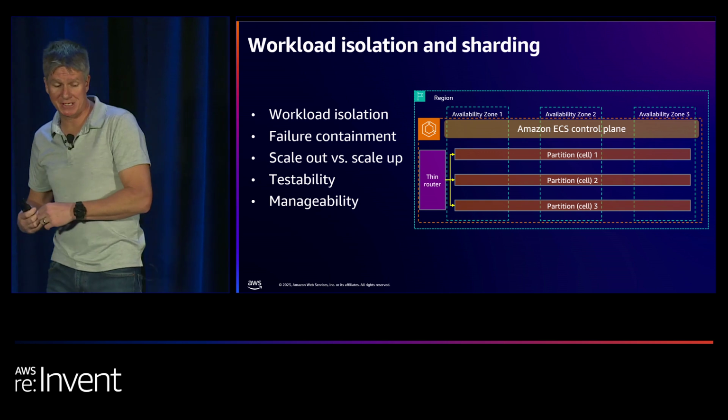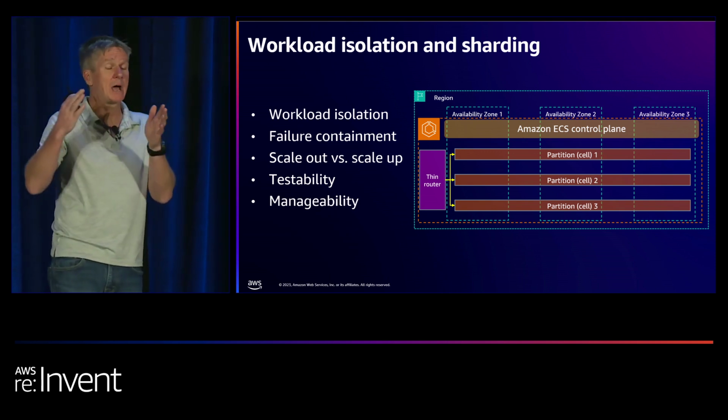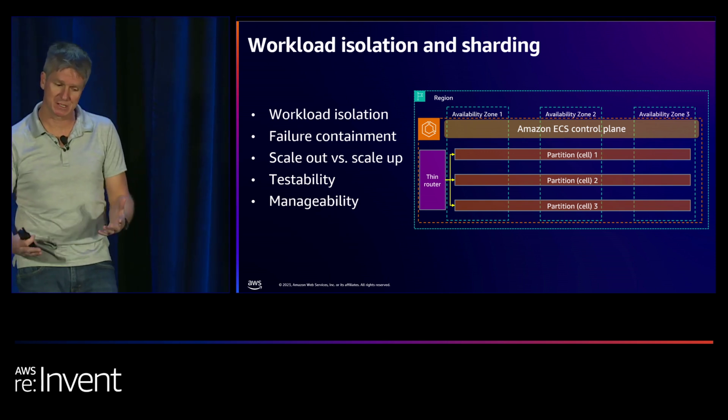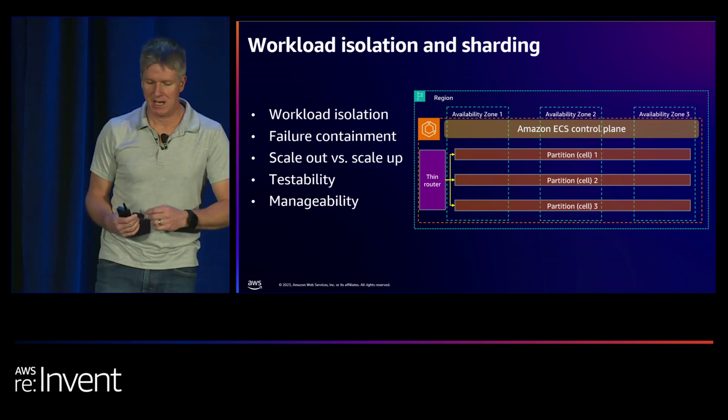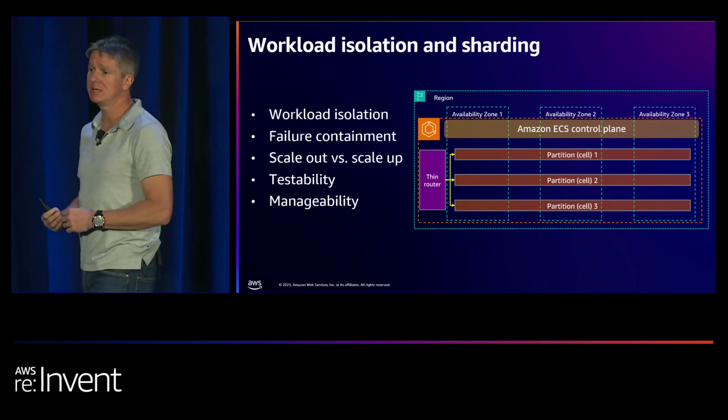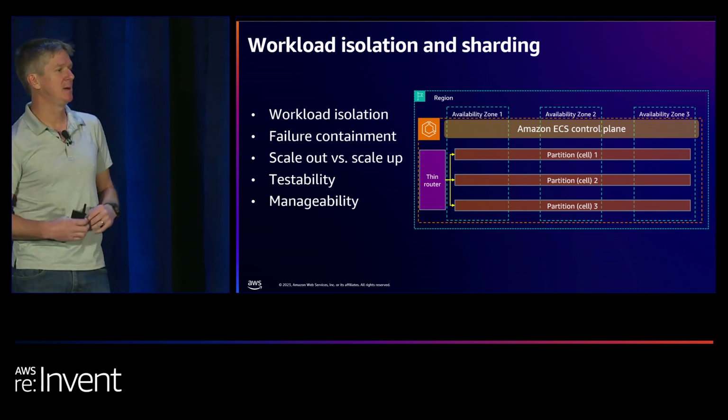That gives us an opportunity to then work out how much capacity we need in any given region. So for example, if we know that a given partition can handle 100 requests, and we need 1,000 requests in a region, well, it means we know that we need at least 10 partitions in that region.